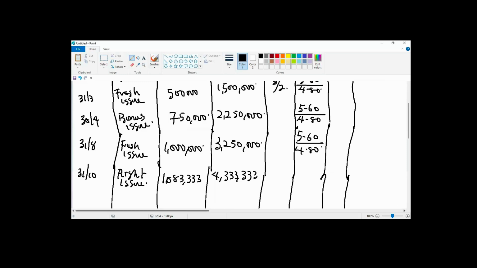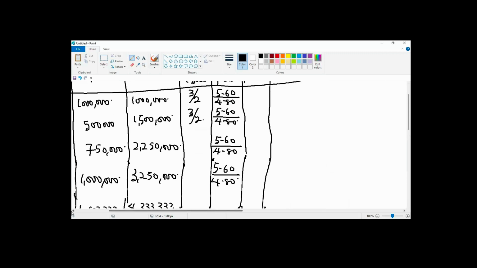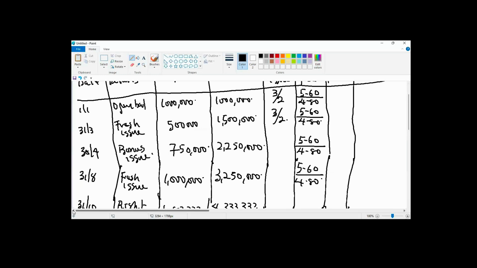What is the time factor now? Let's look at the dates. 1st of January to 31st of March is 3 months, 3 over 12. 31st of March to 30th of April, 1 month. 30th of April to 31st of August: May, June, July, August, 4 months.